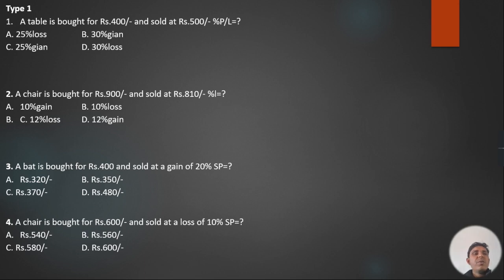Okay, so talking about the questions, in type 1, my question is: a table is bought for rupees 400 and sold at rupees 500. Find the percentage profit or loss. So here you can say that the cost price is 400 and selling price is 500, right? By watching these two values, you can say that selling price is more than cost price, so we will definitely be getting the profit. So we can calculate percentage profit.